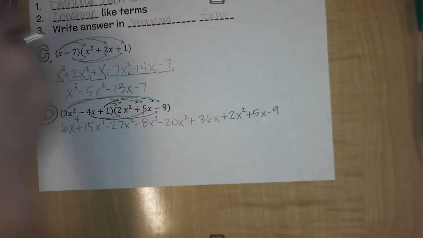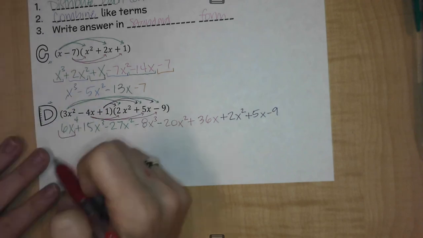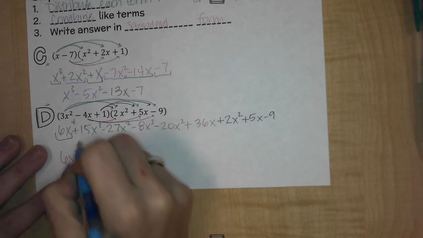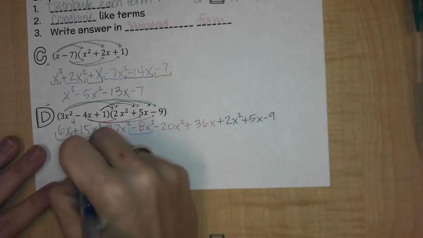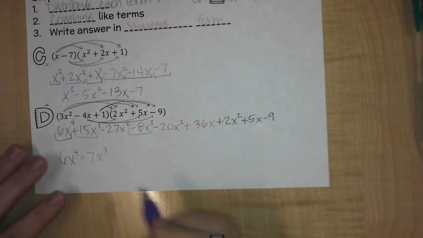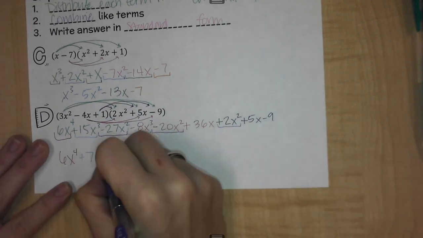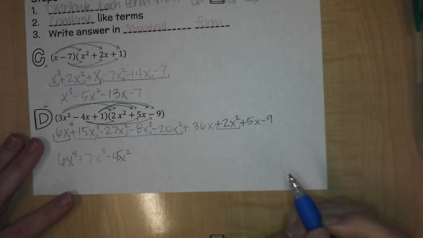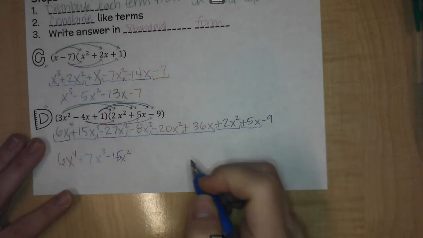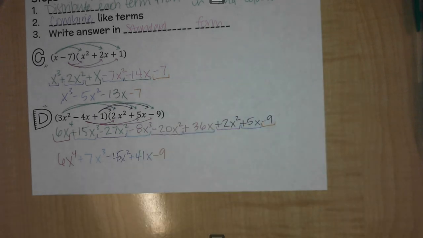All right, let's find our like terms. We've got a 6x to the fourth. Do we have any other ones? Nope, no more x to the fourth. So let's go ahead and write that right here. We got 15x to the third minus 8x to the third. No more x to the thirds. That is positive 7x to the third. We've got negative 27x squared minus 20x squared plus 2x squared, minus 45x squared. Whew. And then we have this 36x and the 5x, so that's positive 41x. And then finally, we just got our -9 hanging out here. All right, let me know if you have any questions adding, subtracting, or multiplying our polynomials.